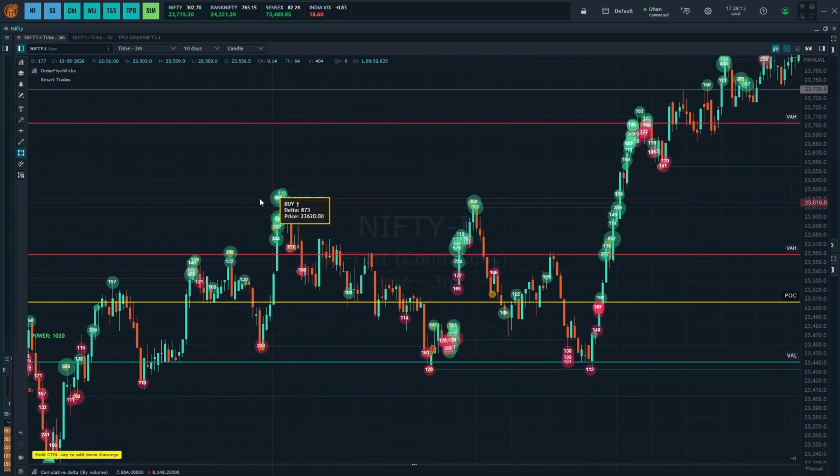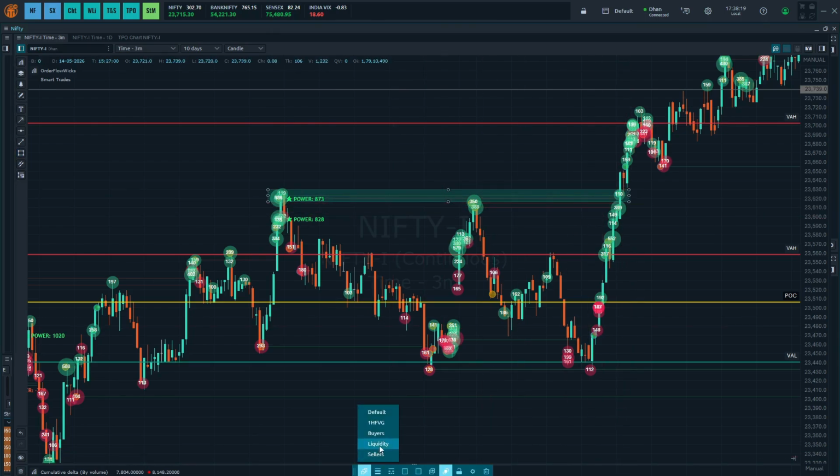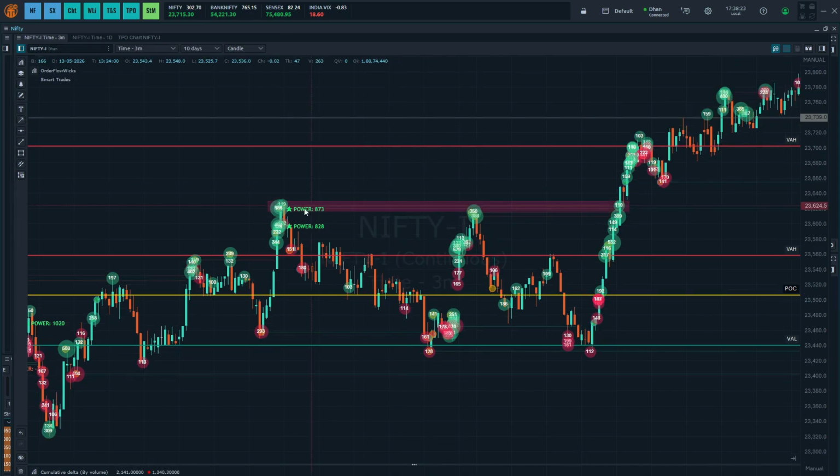So you can mark this zone as a selling zone. I will mark this as a seller. This red zone is a selling zone, because the buying happened and all of it was absorbed by the limit sellers.